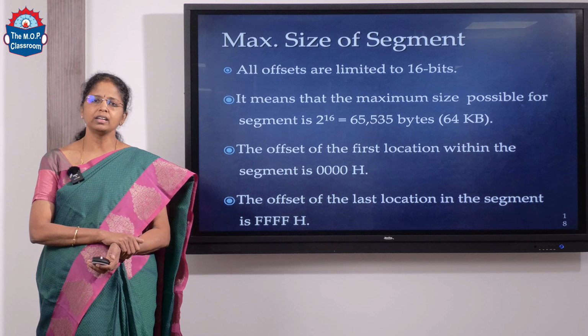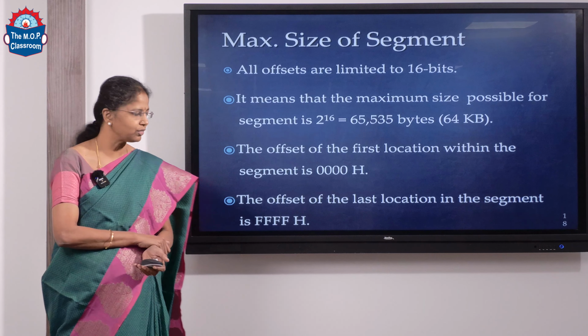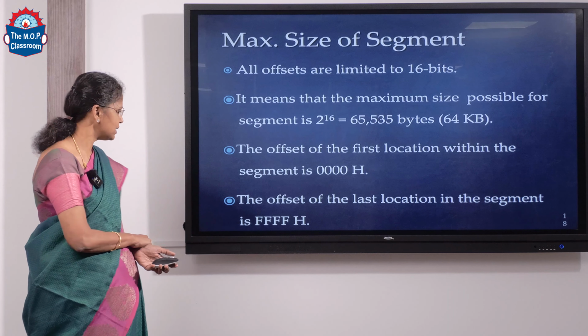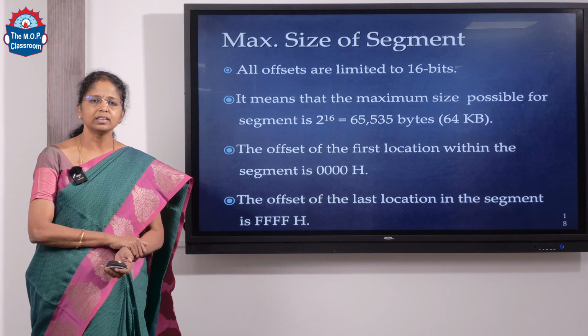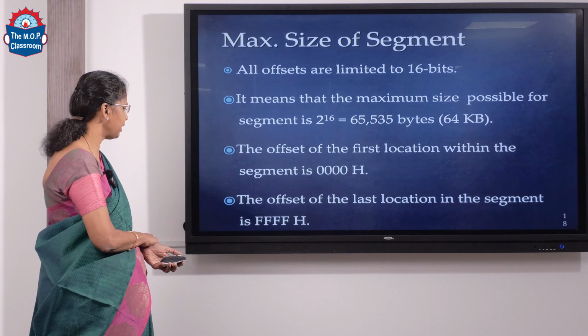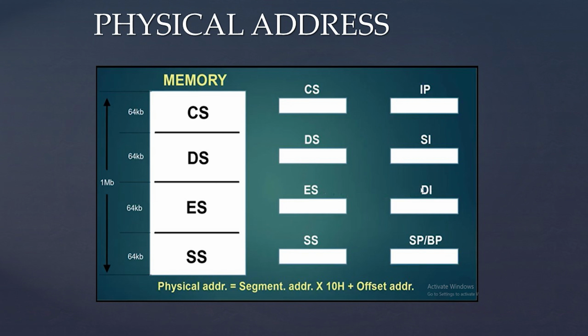So what is 2^16? It is 64 KB, which means your segments can be of maximum size 64 KB. So in 8086, all the segments are of size 64 KB. The starting offset will be 0000H and the ending offset will be FFFFH. To summarize, we have a memory divided into four segments, CS, DS, ES and SS, each of size 64 KB. Totally it will come up to 1 MB.